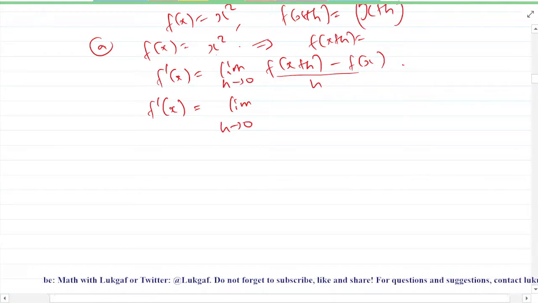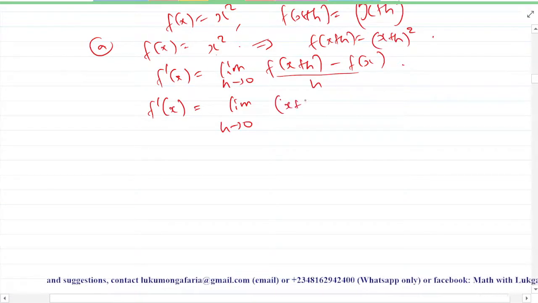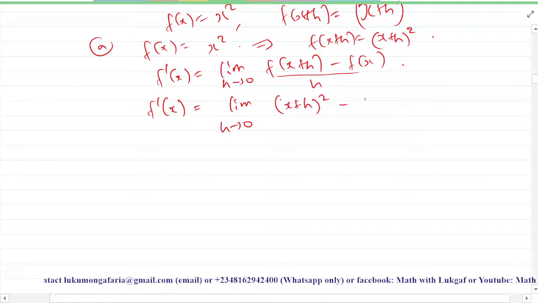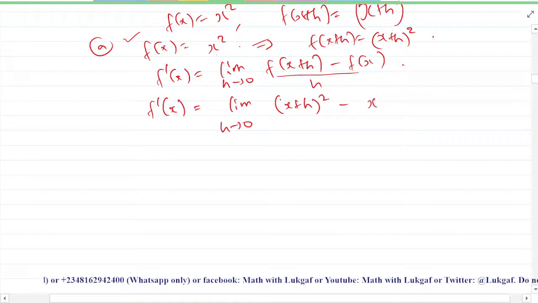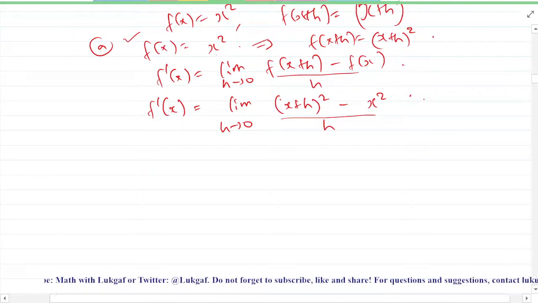So you understand that. It implies that my f of s plus h here is going to be s plus h everything squared. So then I'm going to have s plus h everything squared minus f of s. What is our f of s? S squared. Don't be confused. At times they may just give you y as well. Your y is the same thing as f of x, then divided by h.